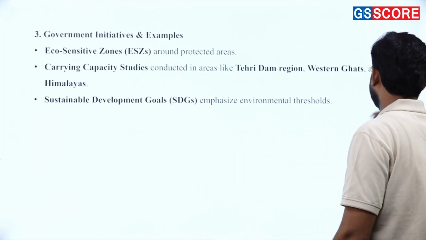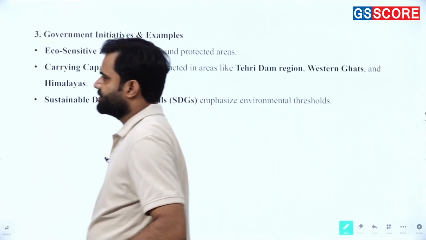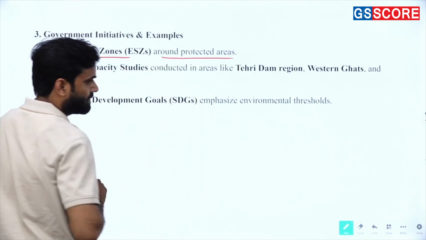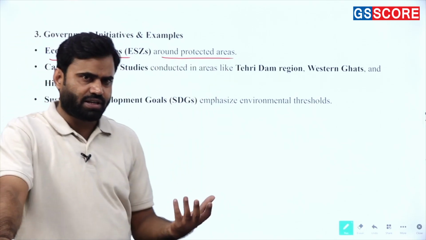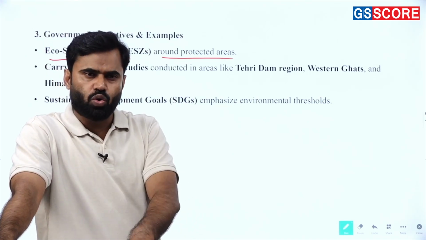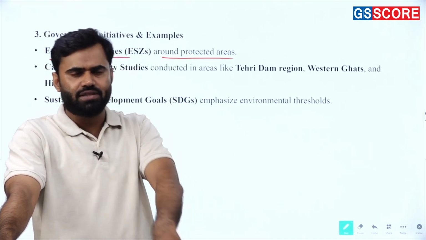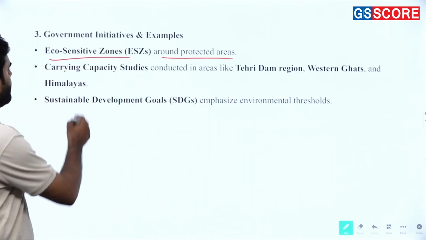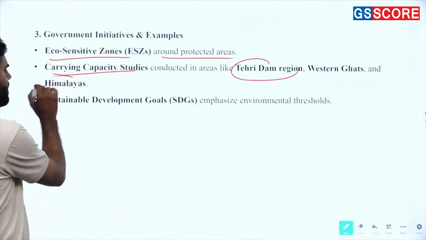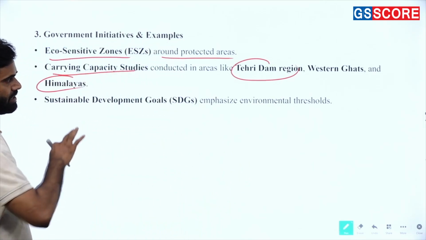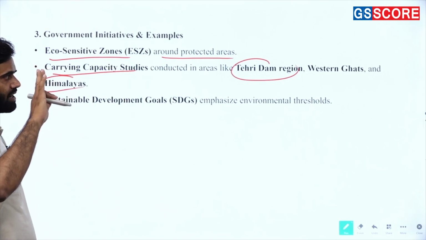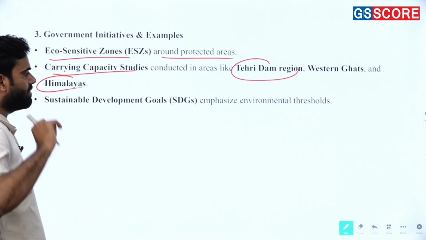Now let's look toward the government initiatives and examples. So these all are the important things. Eco-sensitive zones around the protected areas. You know that whenever we talk about protected areas, national parks, wildlife sanctuaries, and biosphere reserves, core, transition, buffer areas, these all are part of this. Carrying capacity studies conducted in areas like Tehri Dam region, Western Ghats, and Himalayas. You know that these all are important regions. From Tehri, from Bhagirathi, from the Western Ghats, and the entire Himalayan region.